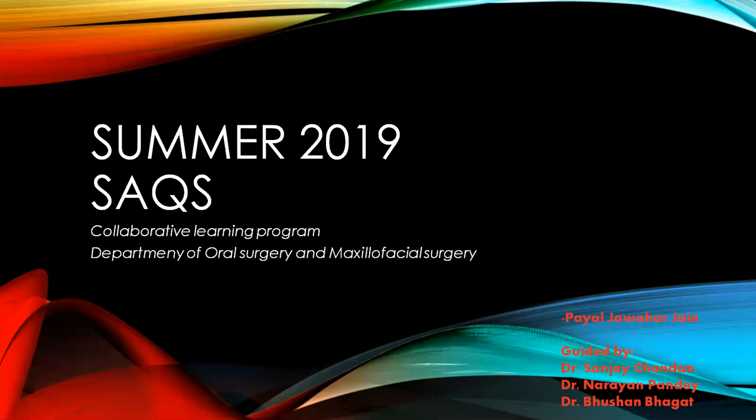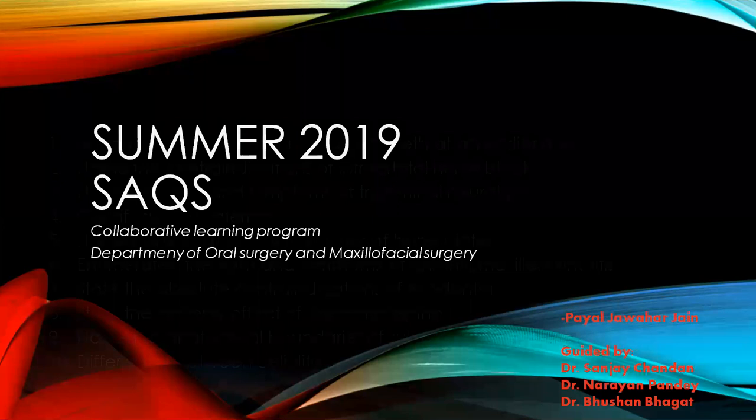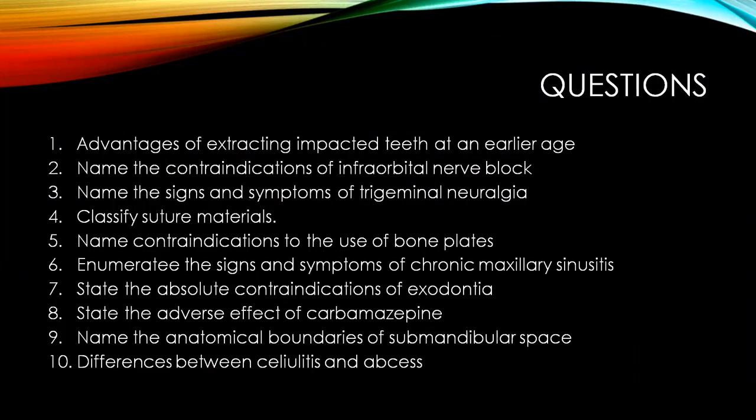These are the questions that we are going to be discussing today. The advantages of extracting impacted teeth at an earlier age. Name the contraindications of infraorbital nerve block. Name the signs and symptoms of trigeminal neuralgia. Classify suture materials. Name the contraindications to the use of bone plates. And signs and symptoms of chronic maxillary sinusitis.